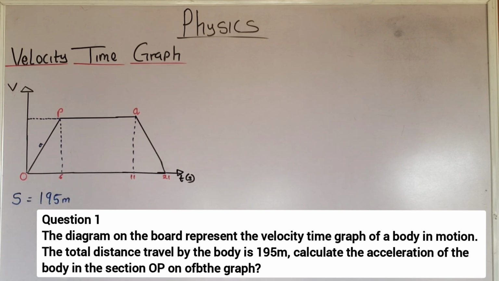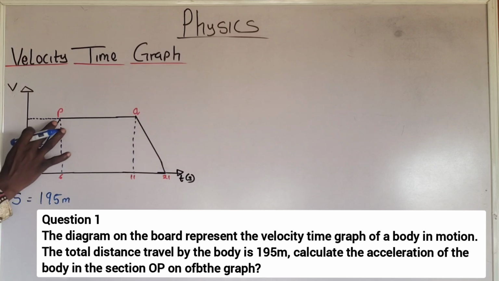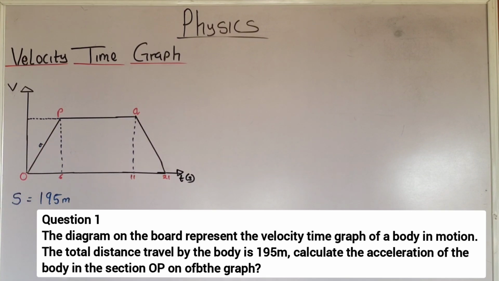Okay. Now, we cannot determine the acceleration of this section without knowing the velocity. You understand? Because when the body starts from rest, it starts from point O. Then it accelerates until it gets to point P. That acceleration is what we are asked to calculate. But it doesn't just accelerate. It attains a velocity. That velocity is what we need to determine before we can calculate the acceleration. You know, acceleration is equal to change in velocity all over change in time.